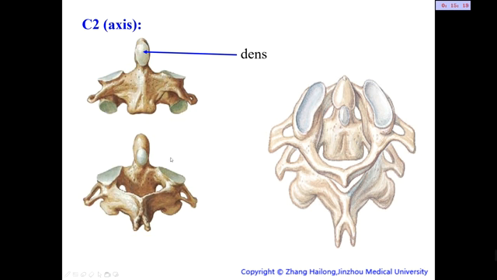This one is C2, the second cervical vertebra. On the second vertebra you can see on the top, on the anterior part, there is a dens. Here is the dens. You see this one is C1, a circle, and this one is C2. On the top of C2, there is a dens. It's very like one tooth, a dens. And the dens will connect with the fovea and form one joint. Okay.